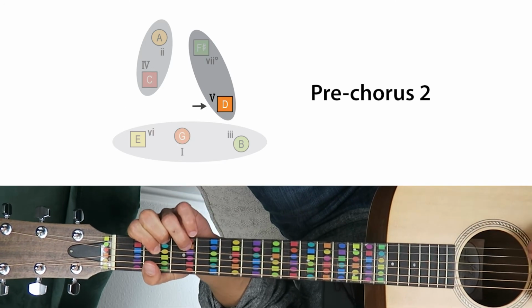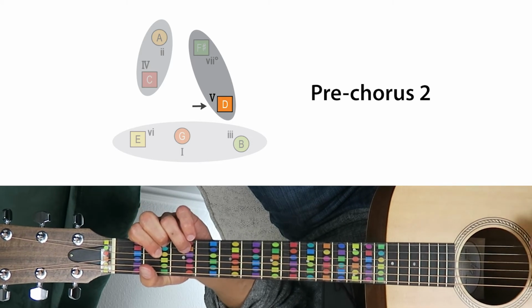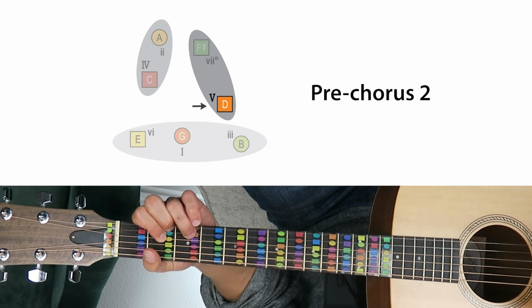Pre-chorus of just a hanging D, chord of tension. And then it's going to resolve back into the chorus, which is the 1-4-5 again.